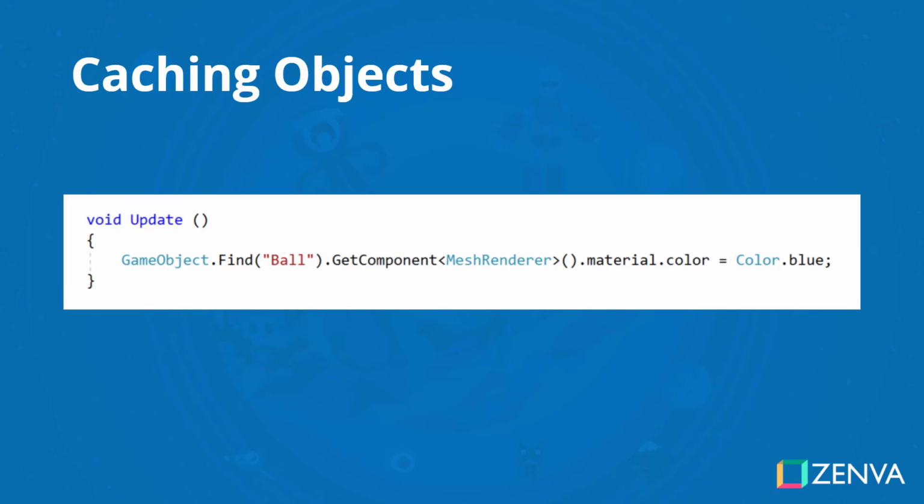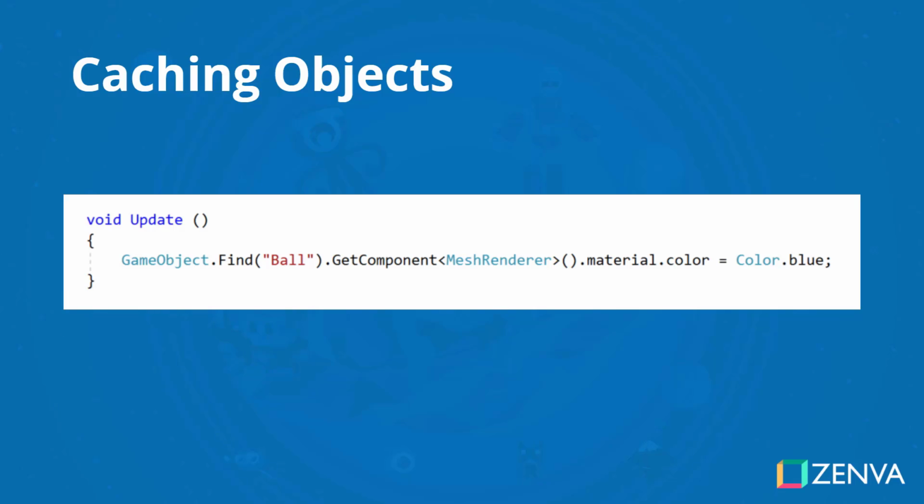So let's just say, for example, you have a game where you want to change the ball's color to a certain color every single frame. Now in this example, inside of the update function, we are finding the ball object, then we are getting the mesh renderer component and changing its color to blue. Now this isn't really a proper game, this is just an example to show off how we can improve this line of code.